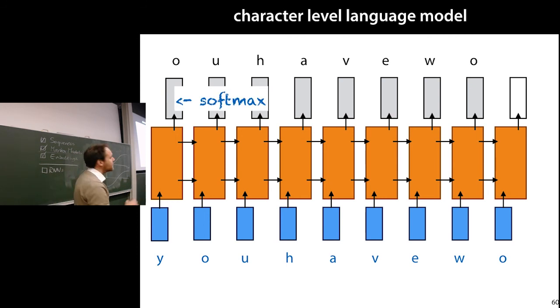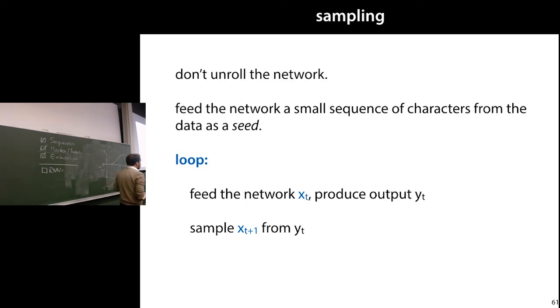Remember, the output here is a softmax layer. So what you get on the output is a probability distribution over characters. So you train it like this. And then you can sample from it. So you don't unroll the network. You train it, and then you don't unroll it for sampling.